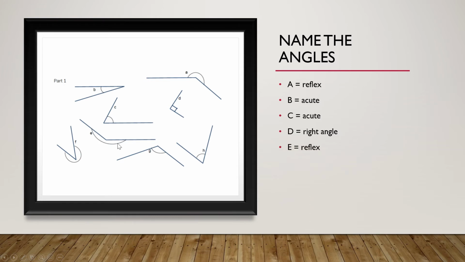E, over here, that goes around the outside, so that's a reflex. F, also around the outside, that makes it a reflex. G is on the inside, but it's more than an L shape, so that makes it an obtuse angle. And H is less than the right angle, that makes it an acute angle.